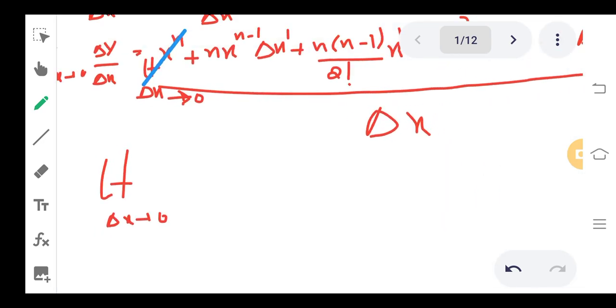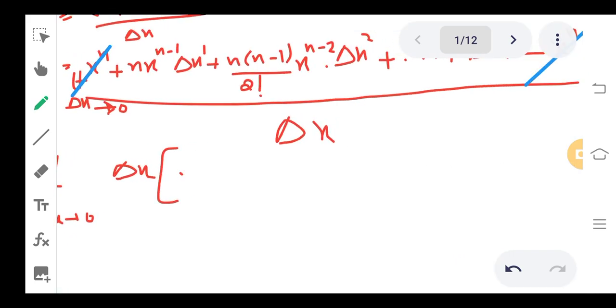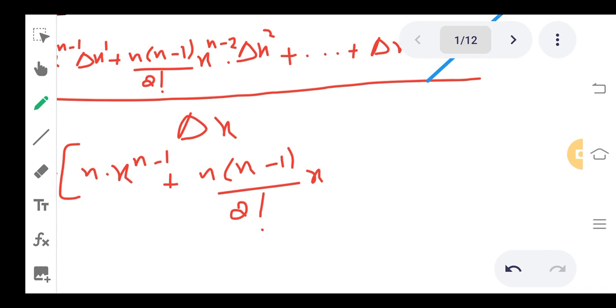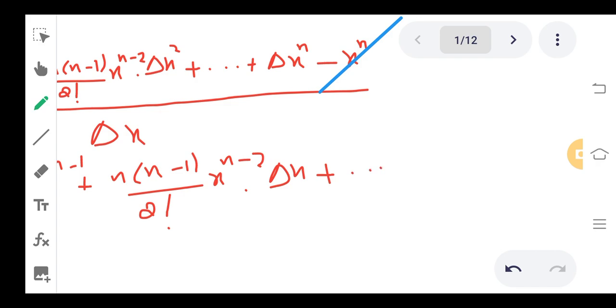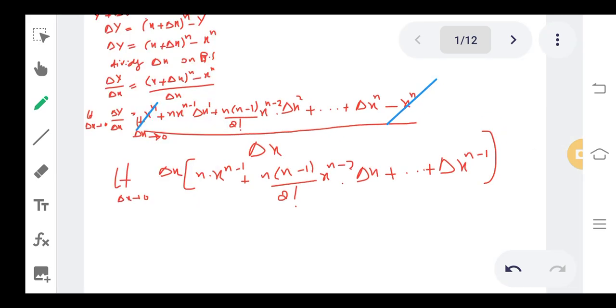and if we take the common as the delta x, the remaining term will be n into x power n minus 1 plus n into n minus 1 upon 2 factorial x power n minus 2 into the delta x plus so on, and the delta x power n minus 1, and this is divided by the delta x. So the delta x and delta x will be cancelled.